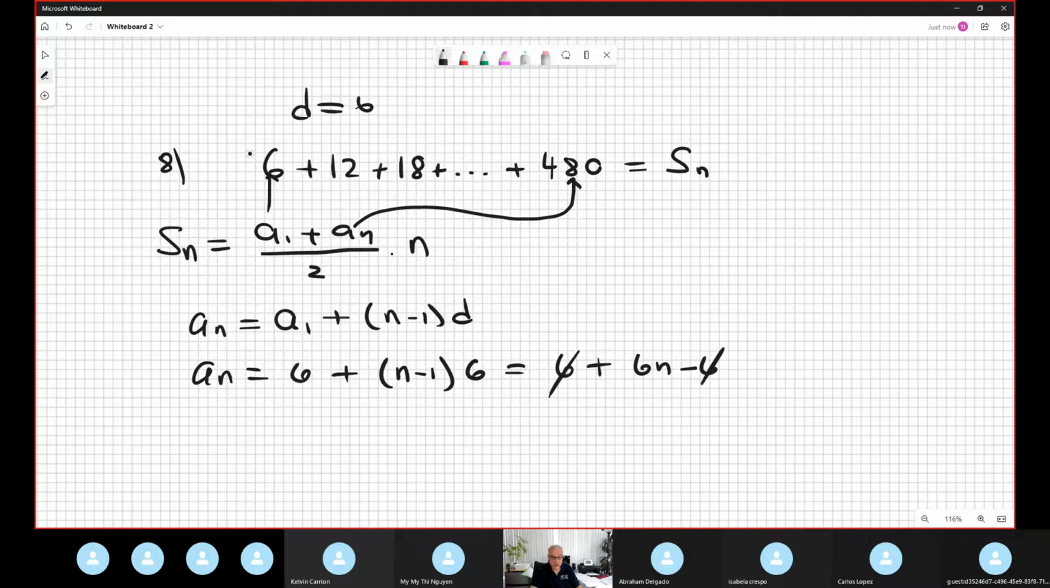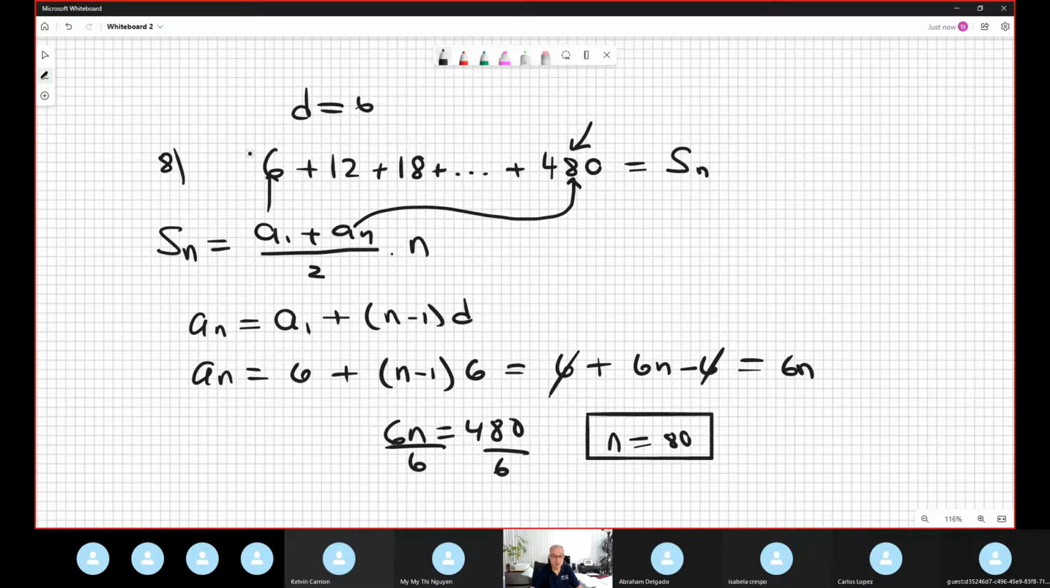The 6 is cancelled, then the answer is 6m. Okay, no problem. And 6m, suppose I want to find the m that corresponds with this. You take 6m equal 480 and divide by 6 both sides, m is equal 80. Okay, the last element that we need in the formula for the summation. So 6 plus 480 divided by 2, and everything multiplied by 80.